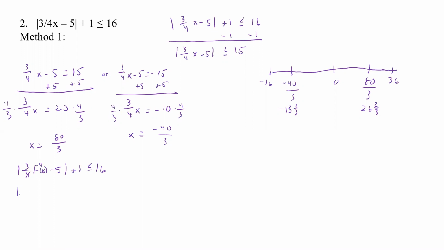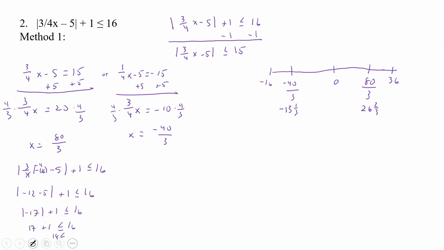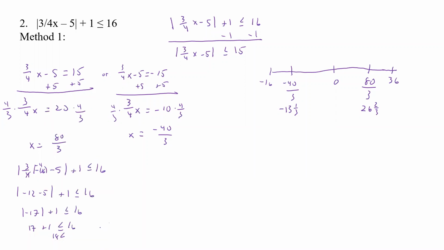We have 3 times a negative 4 is going to be negative 12 minus 5 plus 1 less than or equal to 16. So that's an absolute value of negative 17 plus 1 less than or equal to 16. Well, that's 17 after you take the absolute value plus 1, less than or equal to 16. And here that's going to be false because 18 is not less than or equal to 16. Okay, so that one doesn't work.